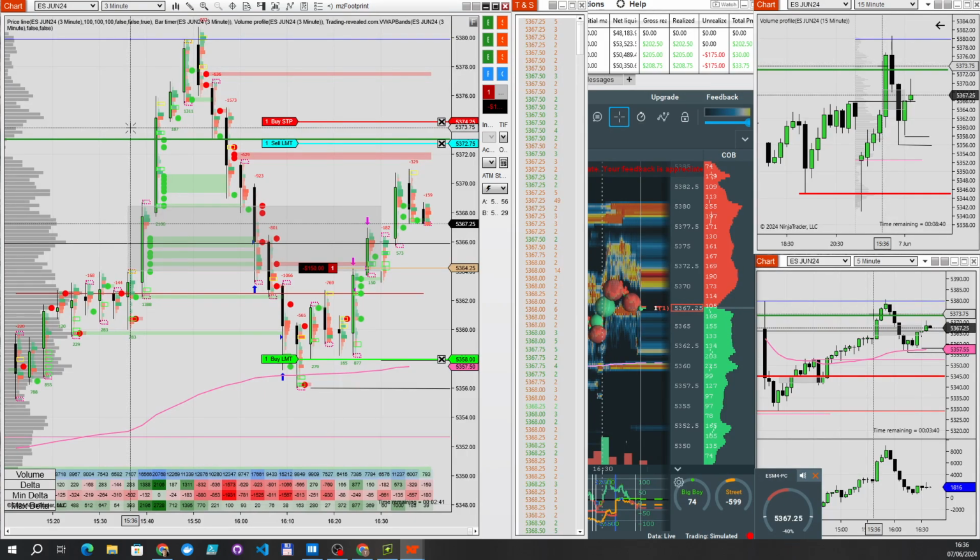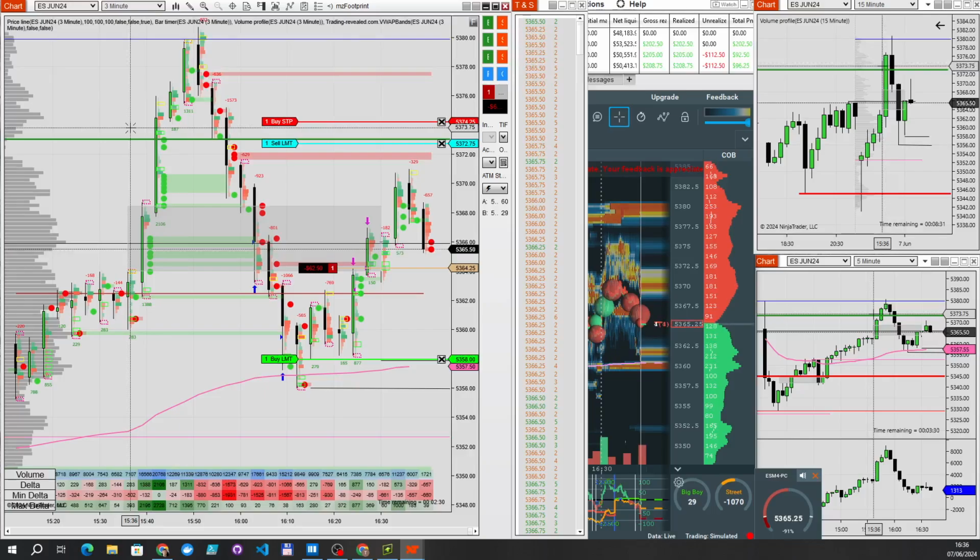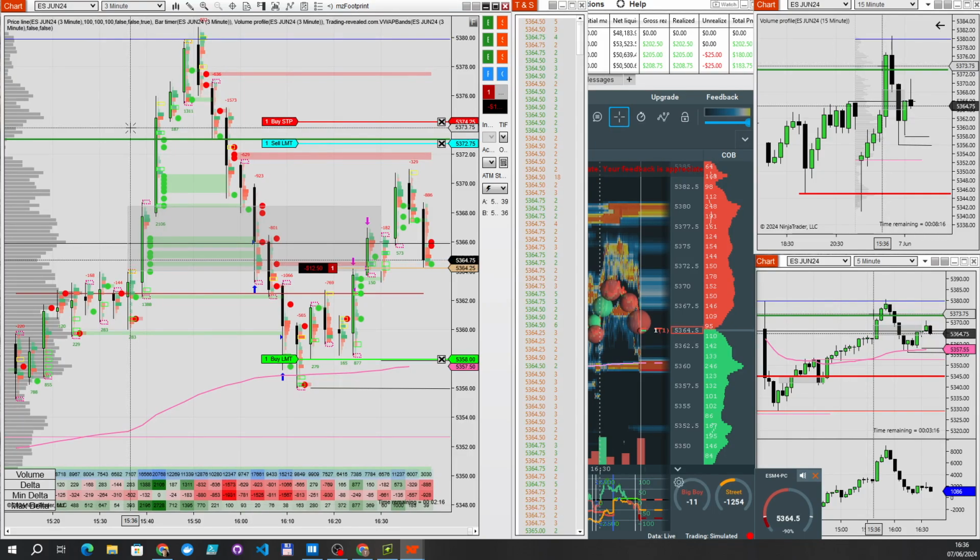Hmm. Now it looks like we could go lower. This could actually work. There you go. Yes. I think we're gonna go to the 60. And below. So this whole thing was just to load the shorts. Come on. Continue lower.